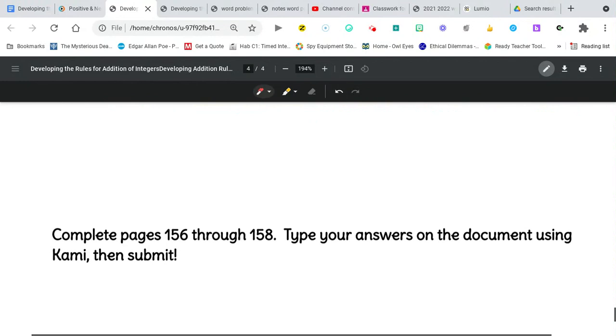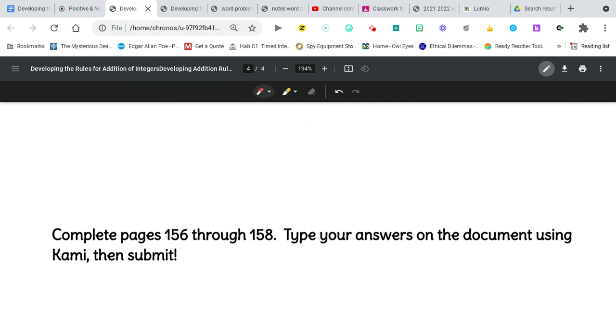All right. What I want you to do now is complete pages 156 through 158. If you don't finish, it's for homework. You're going to type your answers in the document using Kami, then submit. No, you cannot give this to me on notebook paper when I get back. I'm not checking for that. I need to be able to check before class tomorrow, okay? So yes, I'm going to need you to submit this before 11:59 tonight.